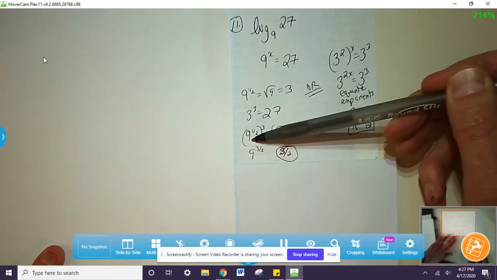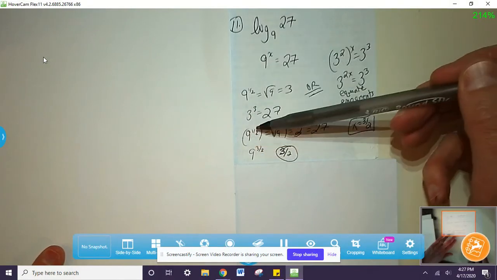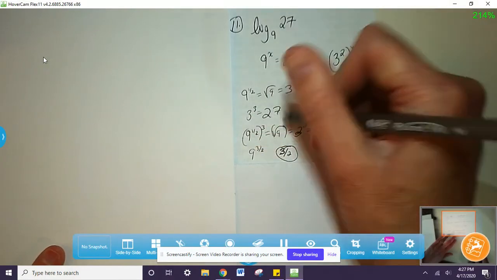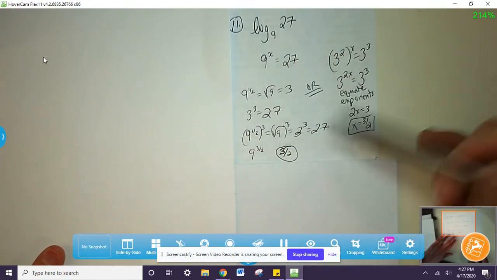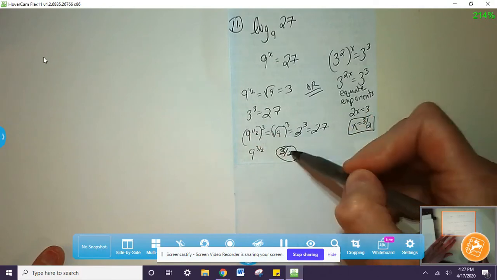So if I take 9, that's my base, raise it to the 1/2 and then the third, then I'm going to have square root of 9 to the third, which is 3 to the third, and it works. So my exponent here is 3/2.